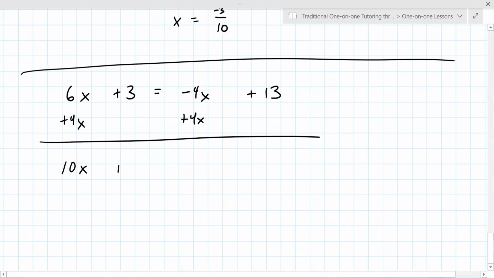So it'd be like 0x plus 13. You don't even write anything. You just don't put anything. You just bring the 13 down because you're undoing it. Yeah. You don't have to write 0. You could, but it's unnecessary.